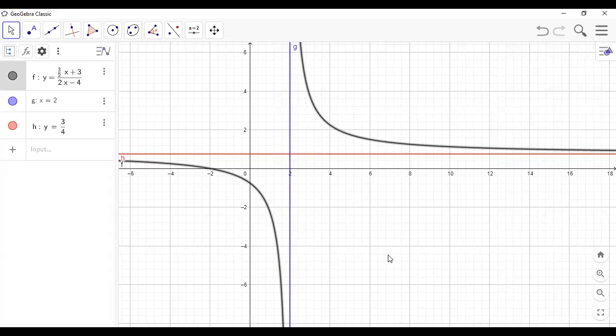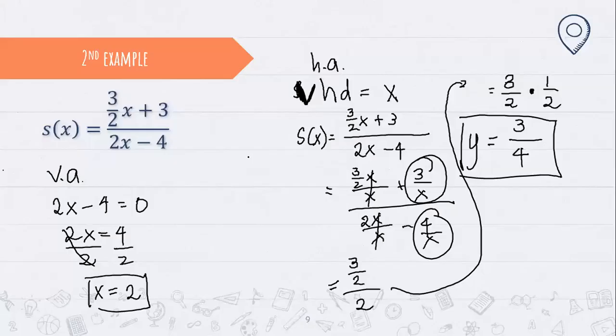So ganyan po yan siya, class. Ganyan nire-restrict ng graph yung ating graph ng rational function. Okay? So do you have questions? Ayan. Nakuha class yung pagkuha ng vertical and horizontal asymptote?